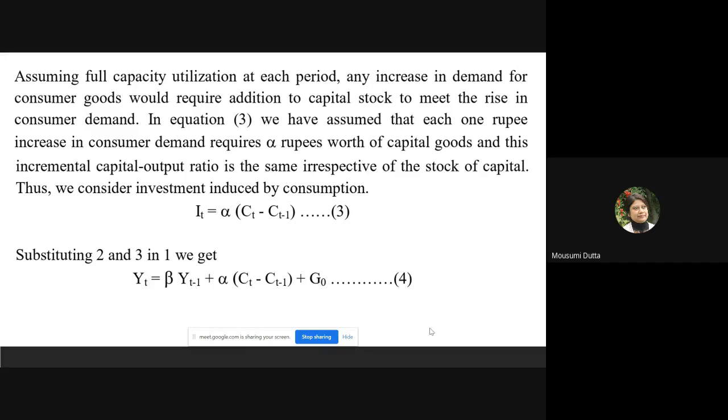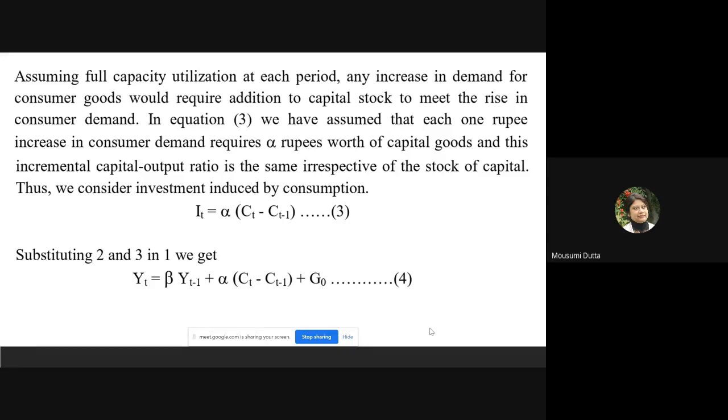Okay, so it is expected that Ct will be greater than Ct minus 1 because of increase in population, because of increase in income, because of change in the entire economy, because of inflation. There are so many things. So it is expected that consumption in Tth period will be greater than that of T minus 1th period.